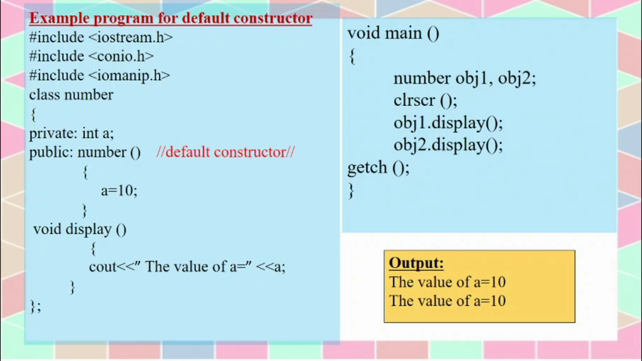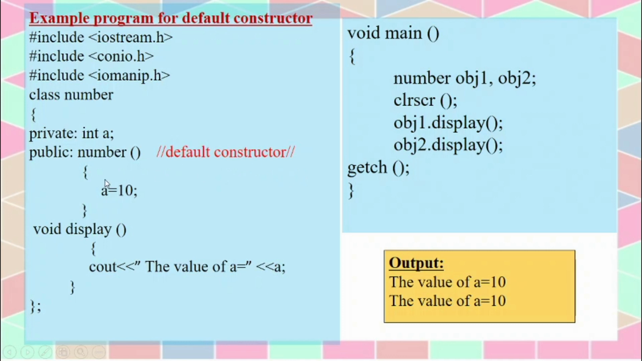Now let us see an example program for default constructor: #include iostream.h, #include conio.h, and #include iomanip.h. And we have to define the class with the keyword class number. This number is a class name. Open floor bracket, private int a. This is the variable with the data type. Then public declaration, we are declaring the default constructor with the same name as class name, that is number, and here we cannot pass any argument, that is why it is known as default constructor.